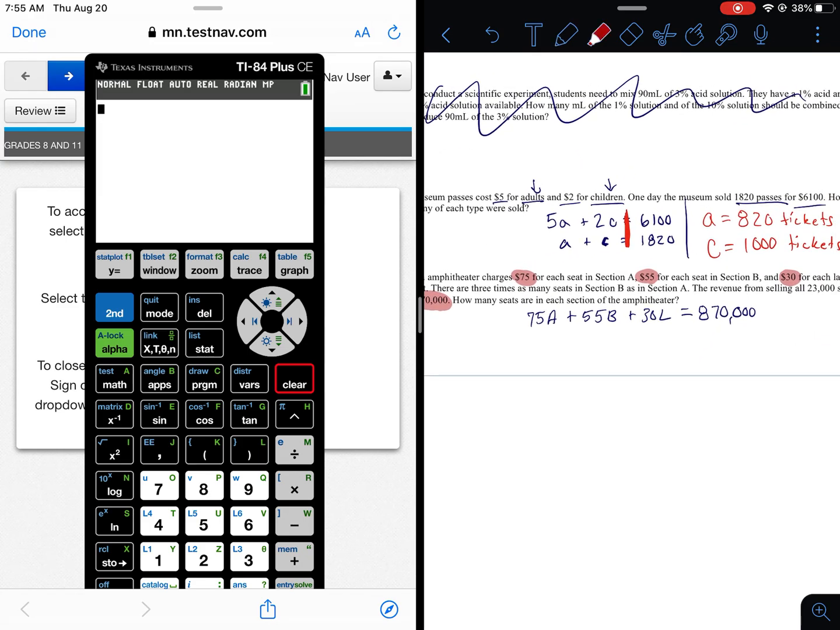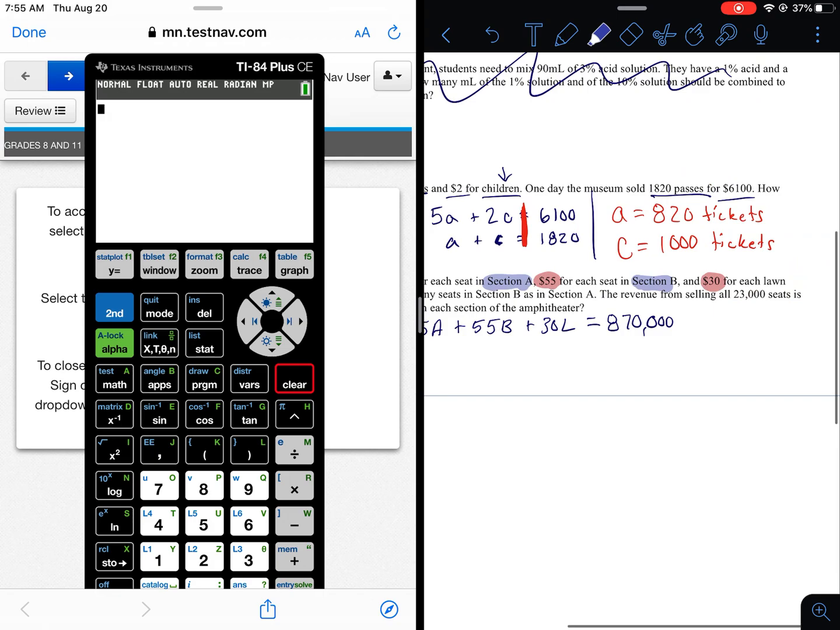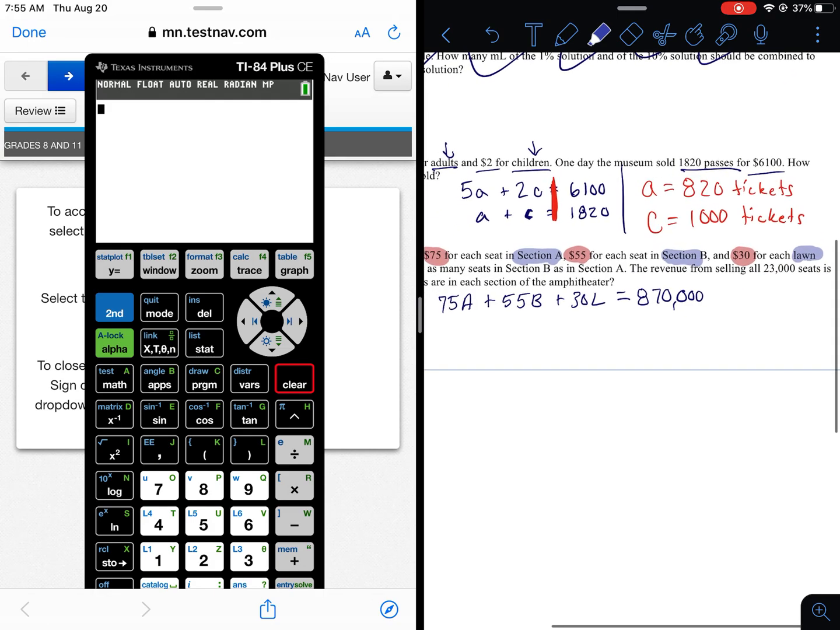The next one, and I'll use a different highlighter here. Use blue. It looks to be simply like there's also 3 types of tickets that you could buy: section A, section B, you could also buy a lawn section, and the total seats, it looks like, is 23,000 seats. So in section A, B, and lawn, there are 23,000 seats. So however many seats are in A plus however many seats in B plus the amount of lawn seats should total 23,000 seats.